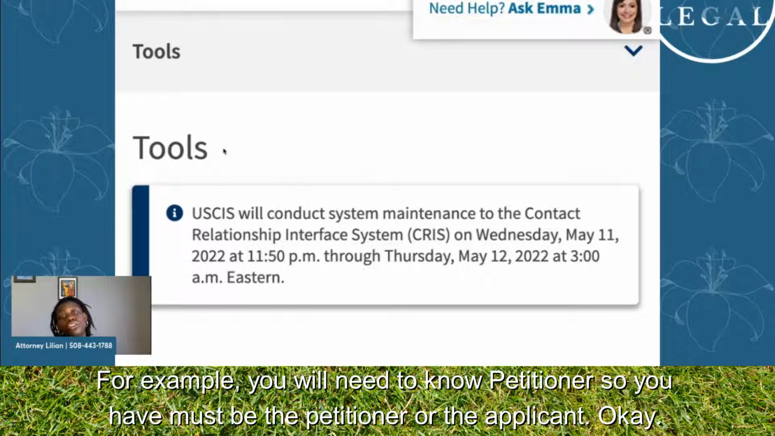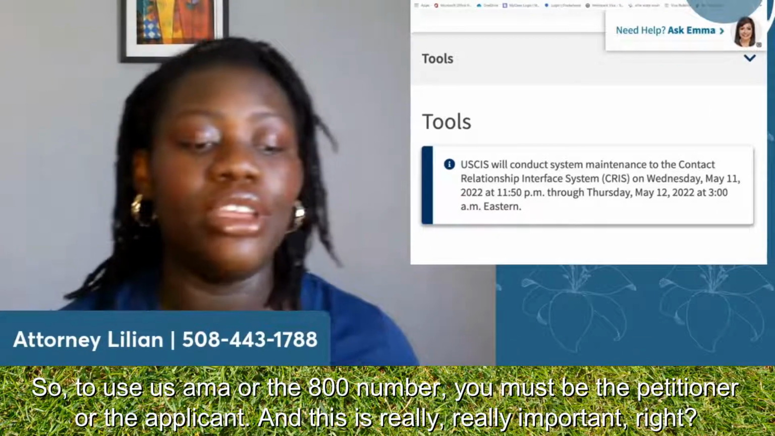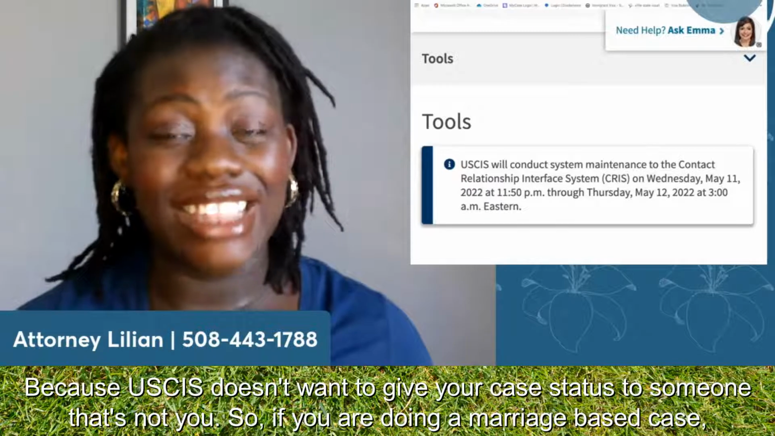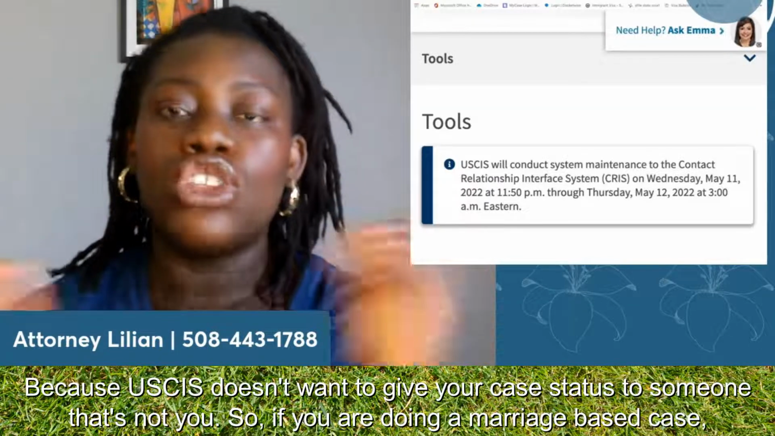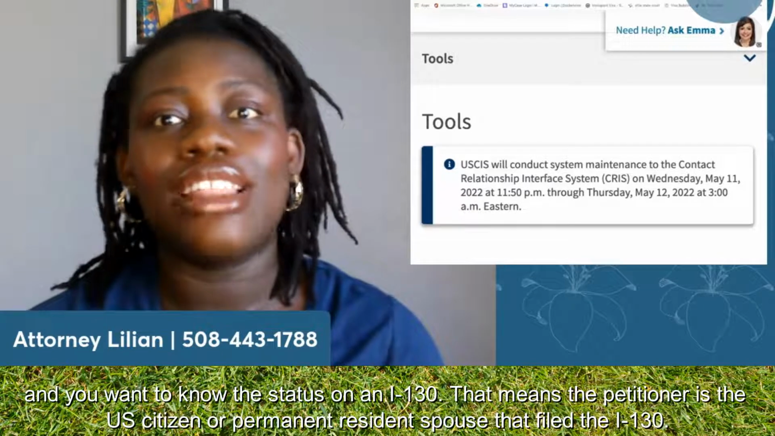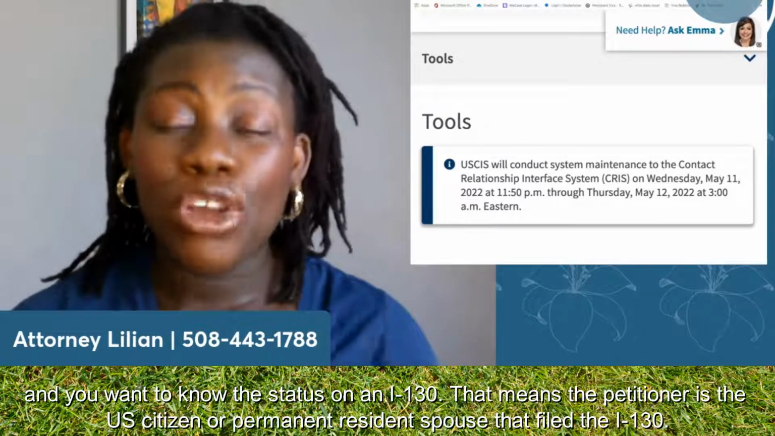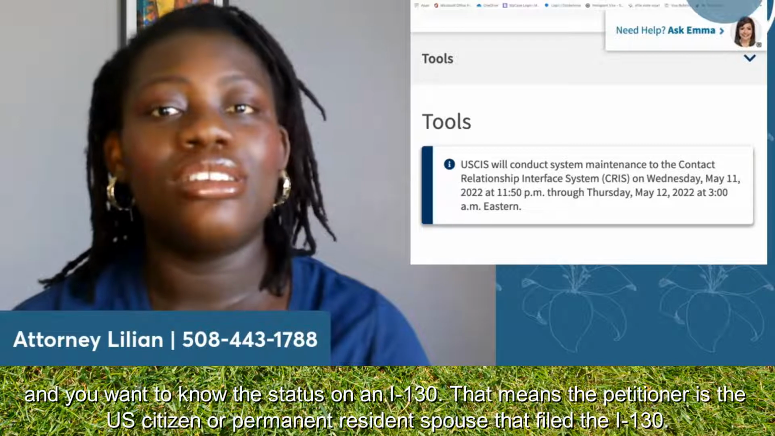For example, you'll need to know petitioner. So you must be the petitioner or the applicant. Okay. So to use Ask Emma or the 800 number, you must be the petitioner or the applicant. And this is really, really important, right? Because USCIS doesn't want to give your case status to someone that's not you. So if you are doing a marriage-based case and you want to know the status on an I-130, that means the petitioner is the U.S. citizen or permanent resident spouse that filed the I-130.